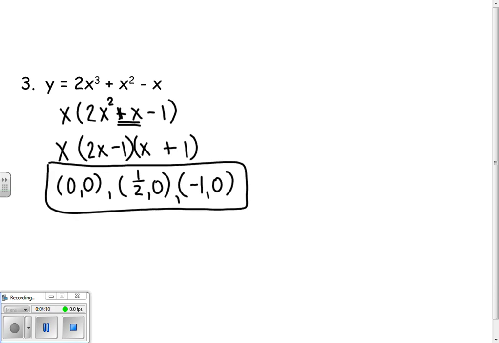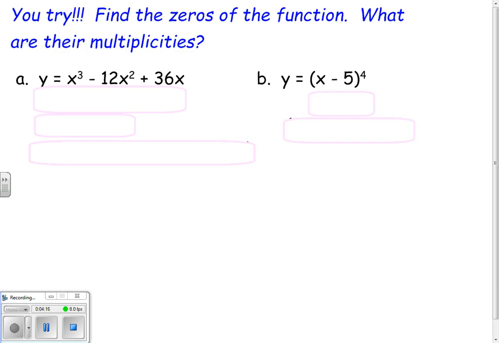Remember, the number of roots will always match your degree. This is a cubic. Cubics have to have 3 roots. Pause the video to do the U-triads.